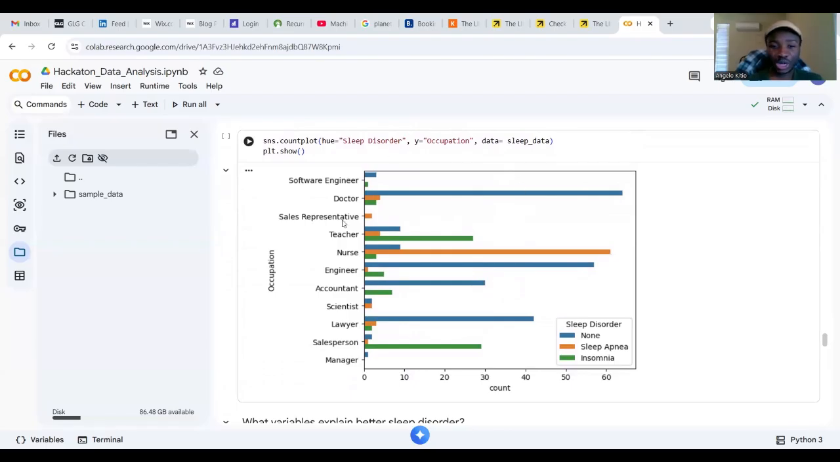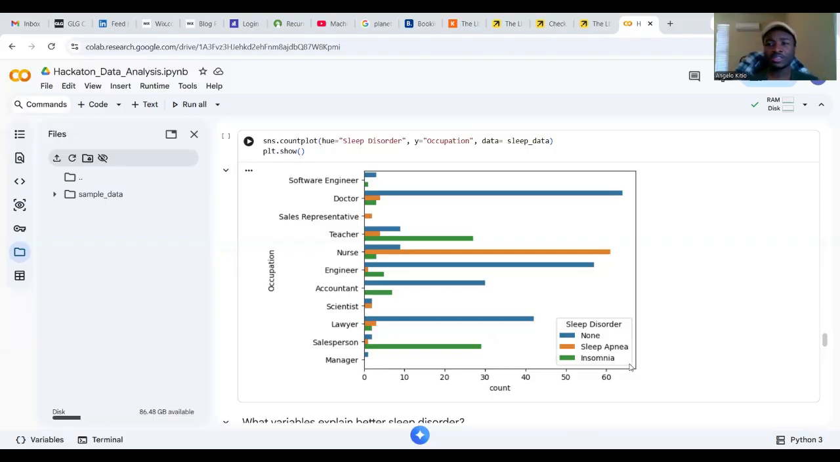Looking at this plot, we have occupation vertically and the sleep disorder horizontally. I used to think doctors have such a bad time sleeping every day, but this is not the case. The majority of doctors are actually sleeping pretty well, which is a surprising insight, but it does change my view of how doctors' lifestyle is.